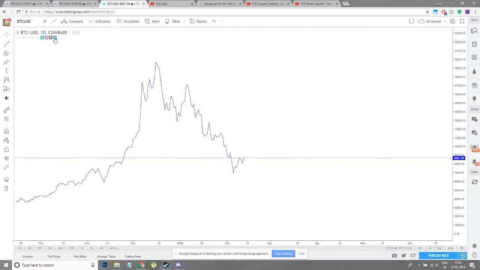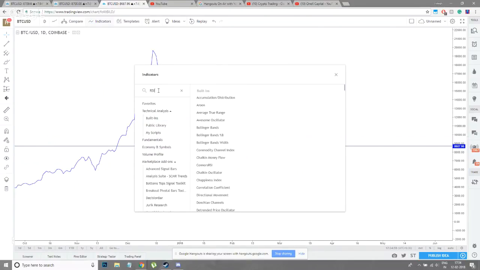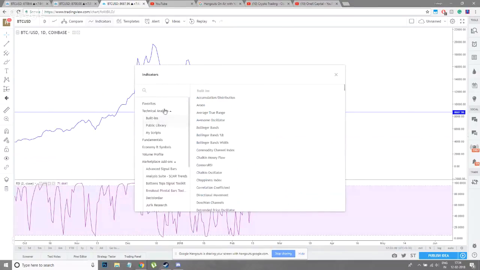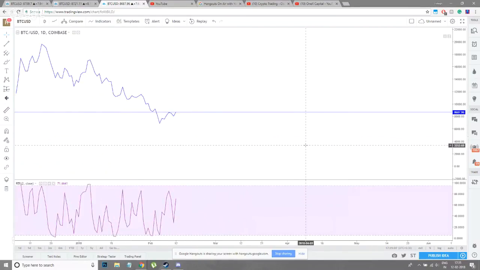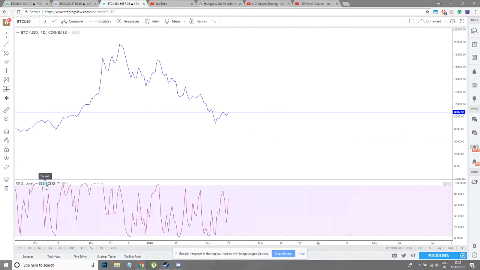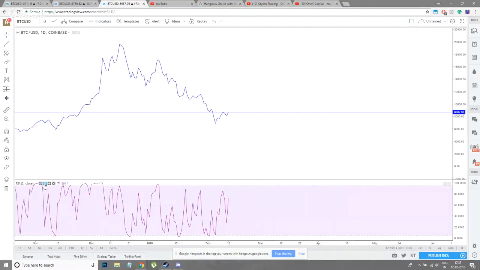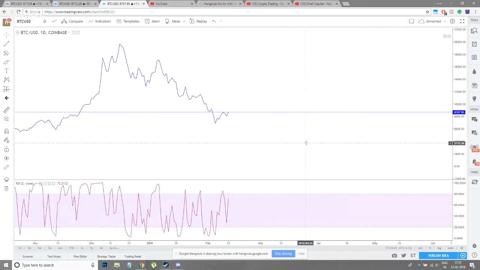So, what are oscillators and what are they supposed to do? I'll be discussing the very first oscillator, the most common, the most well known. That's the RSI. You can go into indicators and just type in RSI and select Relative Strength Index. I'll just switch to the default settings for a minute. Oh, I have it saved at default.